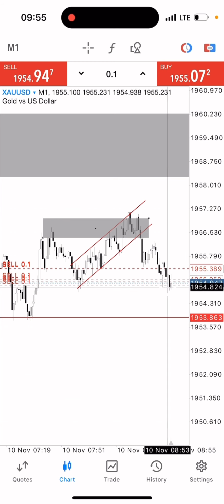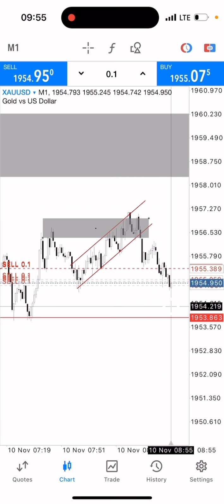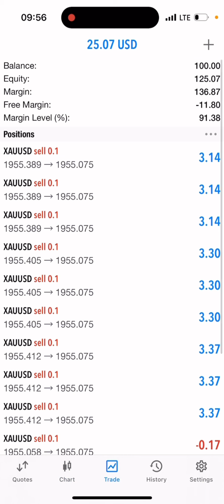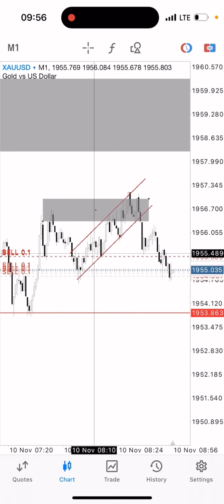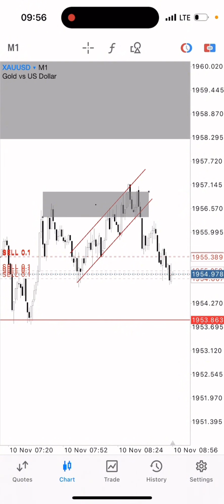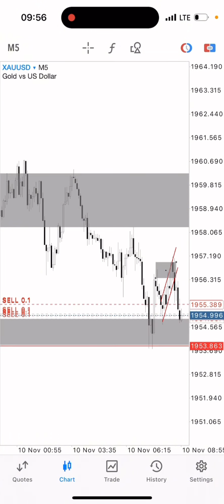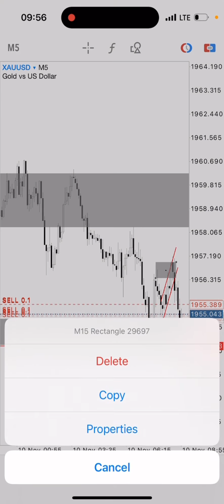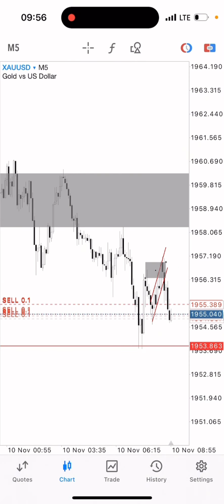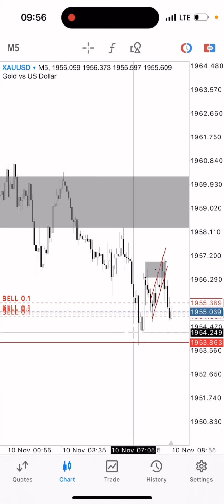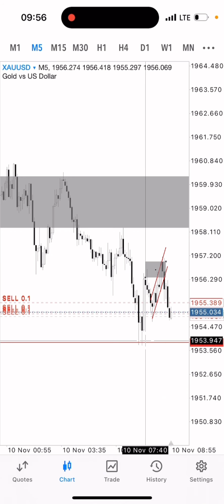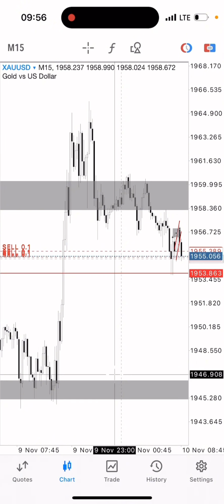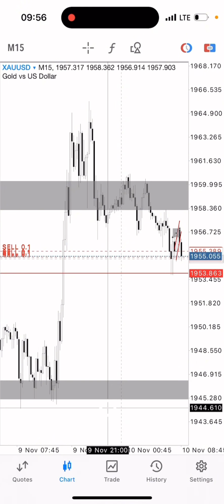I'm stacking up more positions. So guys, let's see how the market is gonna move. As it keeps dropping, I will keep stacking in more positions. I'm expecting it to drop down to this level here. That's my first target, and my second target is at this level here.